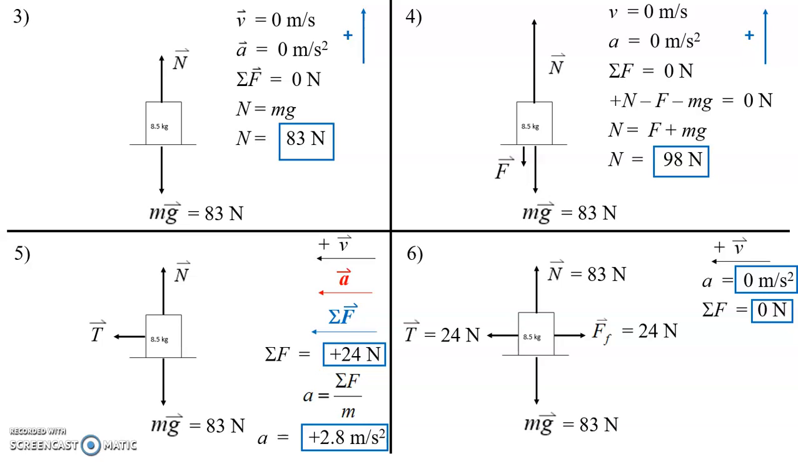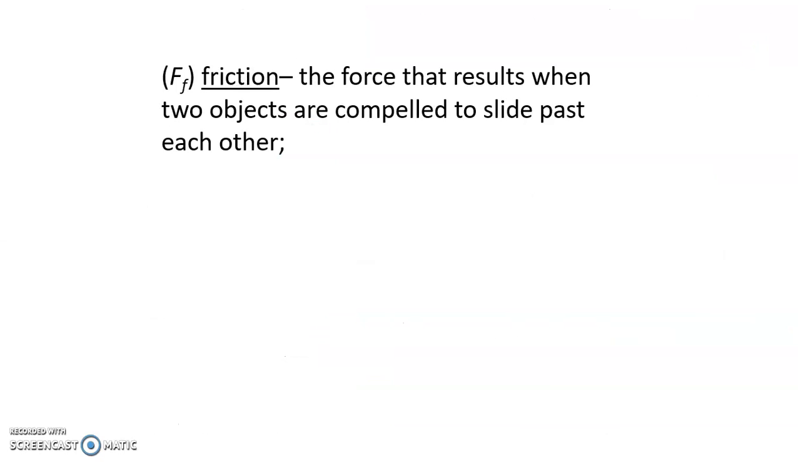And now we're on the notes page about free body diagrams and types of forces. Our symbol for force of friction is capital F with a subscript f. We define it here as the force that results when two objects are compelled to slide past each other. Notice it doesn't actually say they are sliding past each other, just that they're compelled to, which means that maybe they are sliding past each other, like in number 6, where the mystery box is sliding on the rough surface.